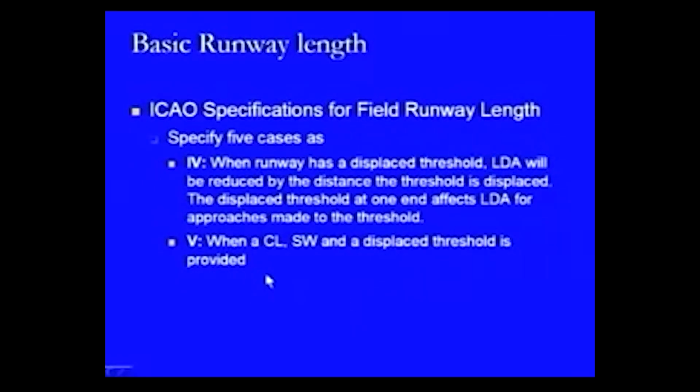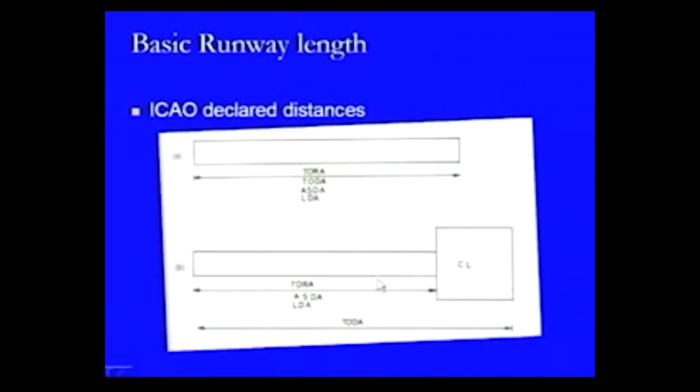Then the fourth case says that when the runway has a displaced threshold, then LDA will be reduced by the distance the threshold is displaced, and this displaced threshold at one end will affect the LDA for approaches made to the threshold. And the final case is that when the CL, SW and a displaced threshold are provided, then we have to find out what the lengths are. The same things have been depicted here.